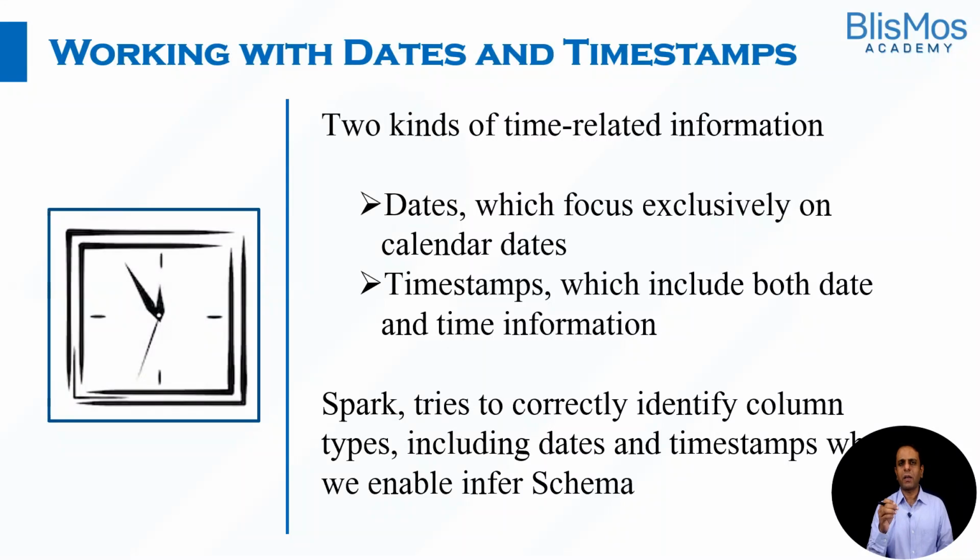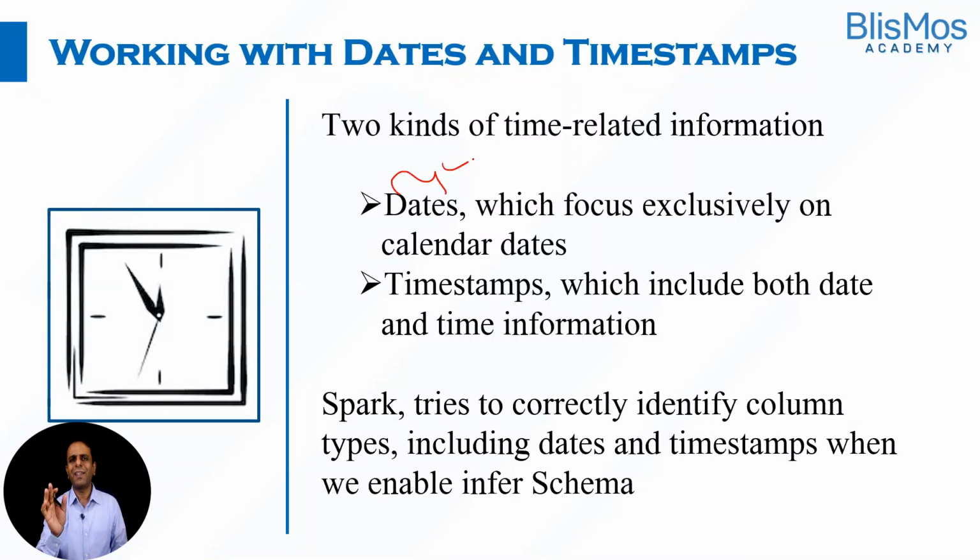As a part of Spark, it enables us to handle dates and timestamps in two ways. One is the date, the plain date, which will not have any timestamp. It will have only the calendar date. The second one is the timestamp, which includes both the date and also time information.